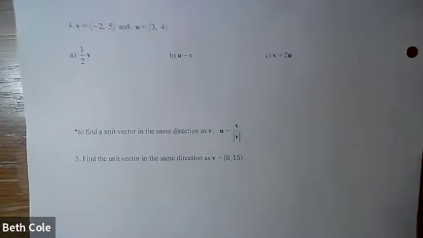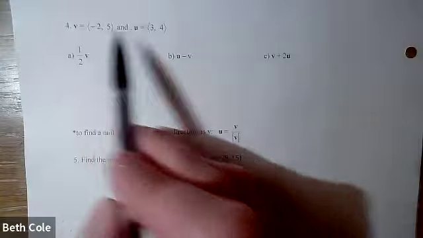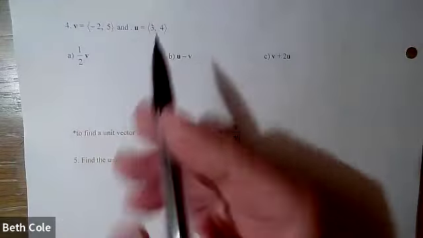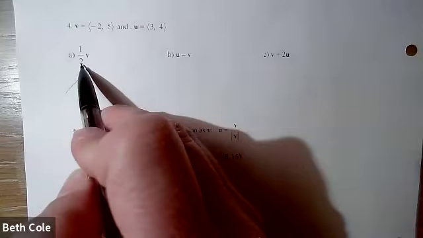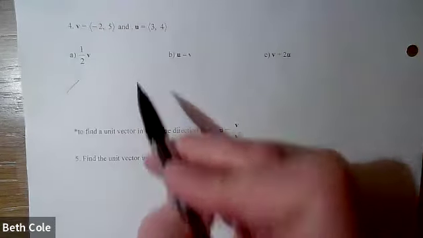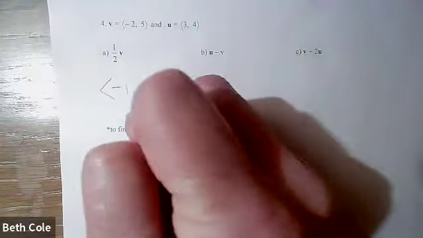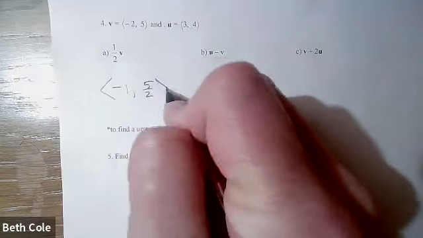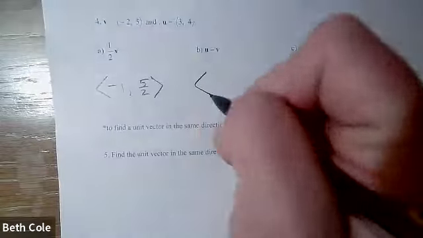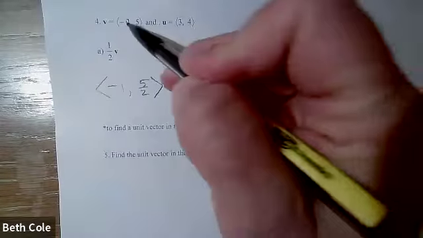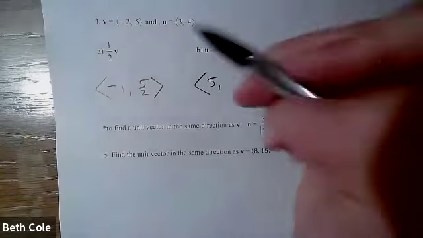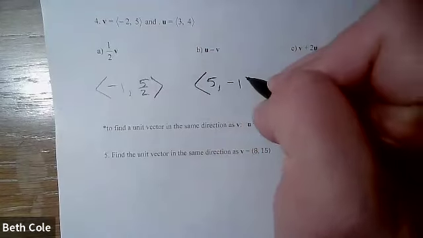So here's what it looks like if you scale them. We have vector V and vector U. We're going to do 1/2 of V. Literally, you're just going to take these two numbers and halve them. Just divide them by 2. So it's going to be -1 and then 5 halves, or 2.5. Here we're going to do U minus V. So I'm going to do 3 minus -2. That would be 5. 4 minus 5 is -1.